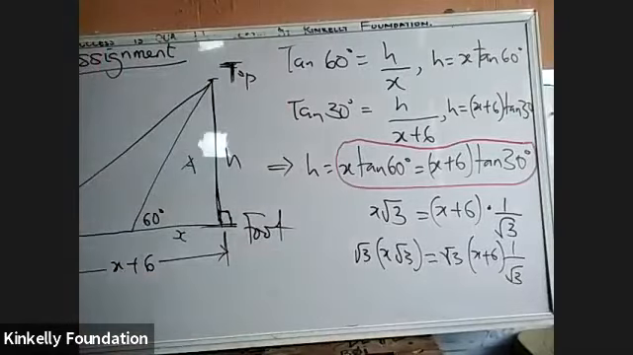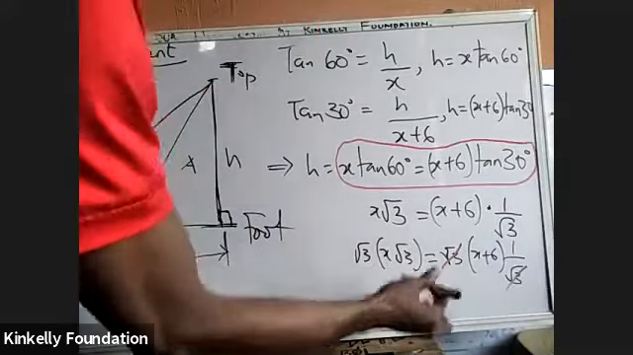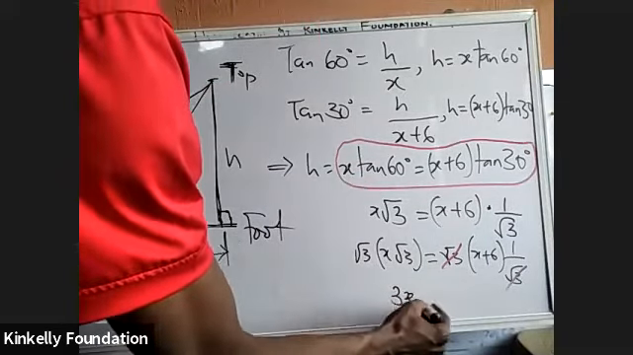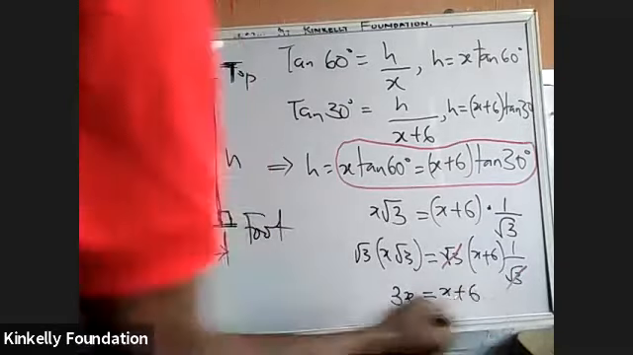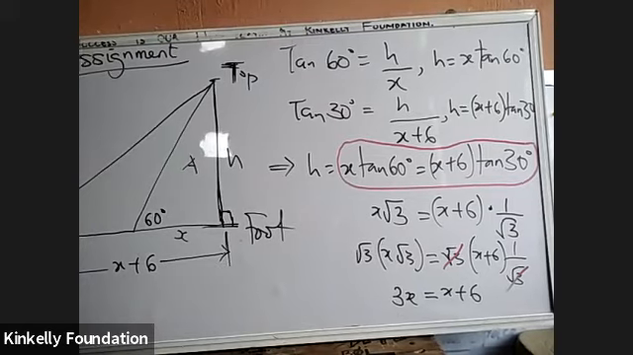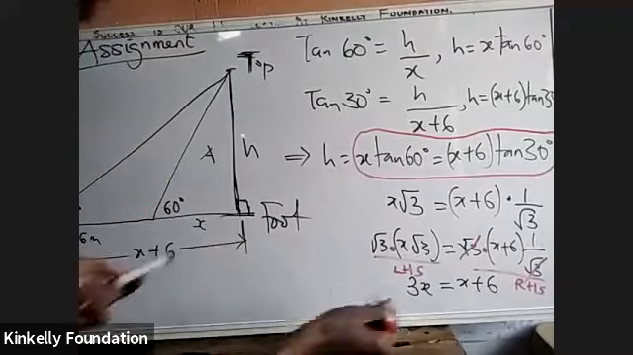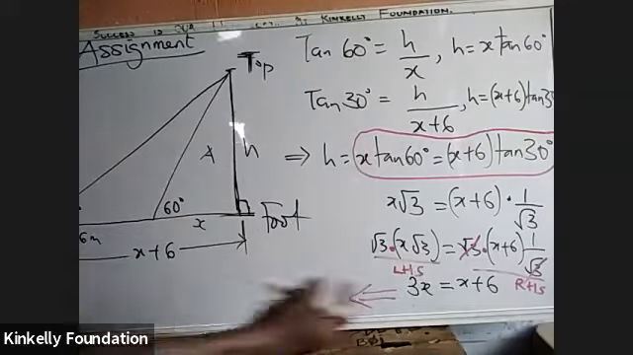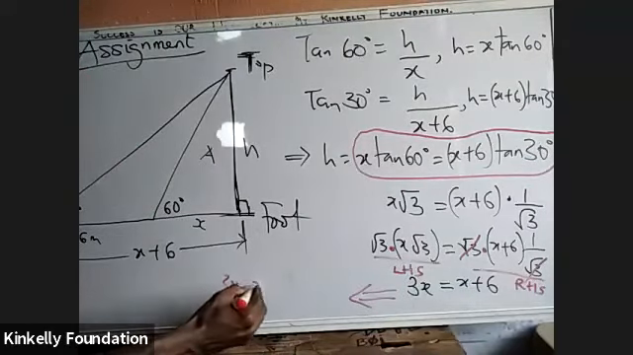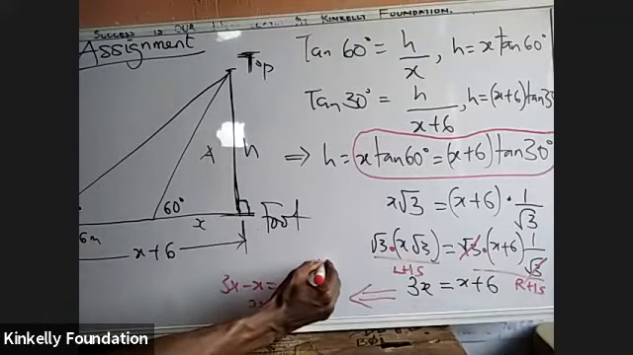What do you notice here? This cancels this, and this multiplying this gives us 3X equal to X plus 6. Having noted this, let's finish it up this way. 3X minus X is equal to 6, 2X is equal to 6. Therefore, X is 3.